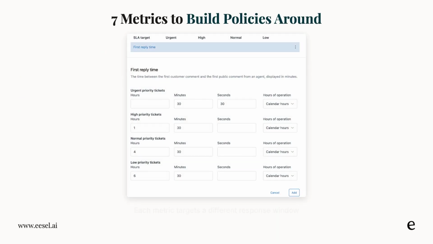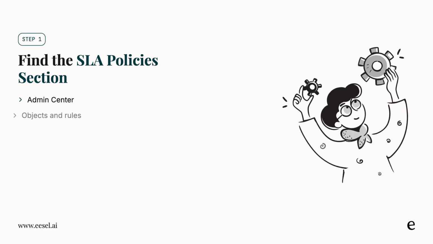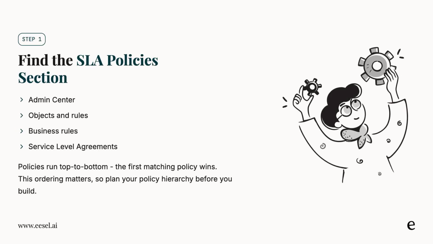Zendesk gives you 7 metrics to choose from. First reply time and next reply time are the most common starting points, covering the initial response and follow-ups. The other 5 handle things like total wait time, agent work time, and pausable timers for situations where you are waiting on a customer.